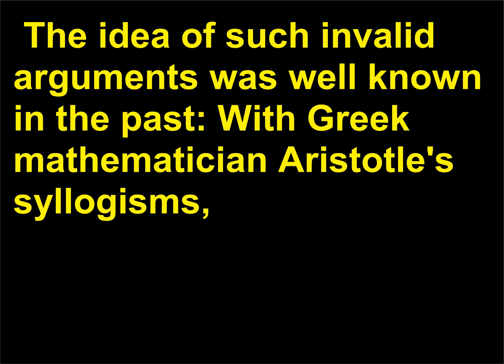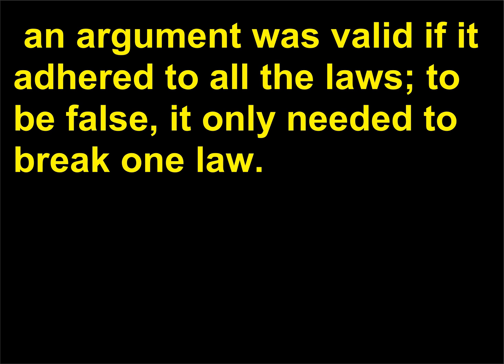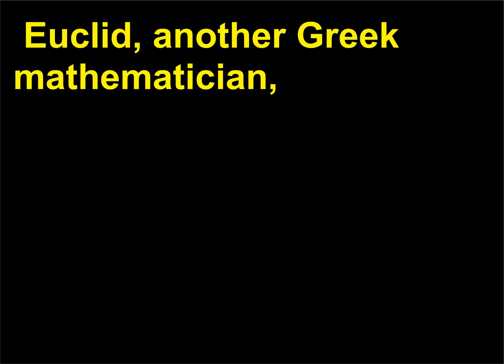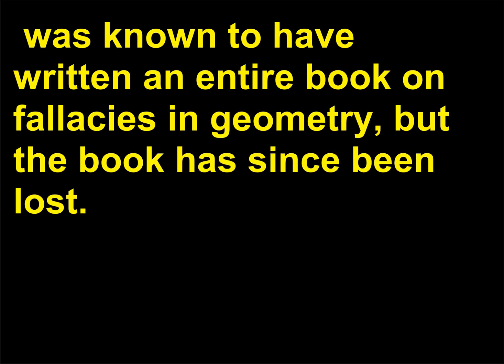The idea of such invalid arguments was well known in the past, with Greek mathematician Aristotle's syllogisms. An argument was valid if it adhered to all the laws; to be false, it only needed to break one law. Euclid, another Greek mathematician, was known to have written an entire book on fallacies in geometry, but the book has since been lost.